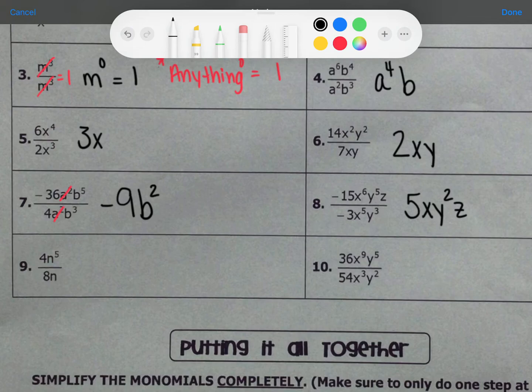Number 9. Divide the big numbers and you get 1/2. Hopefully you didn't put 2. I see you erasing over there. Fix it. 4 divided by 8 is 1/2, not 2. Jeez. 8 divided by 4 is 2. All right, 5 n's on top, 1 n on the bottom. That gives me n to the 4th. So 1/2 times n to the 4th. Did you get it right? Good job. Give yourself a pat on the back.